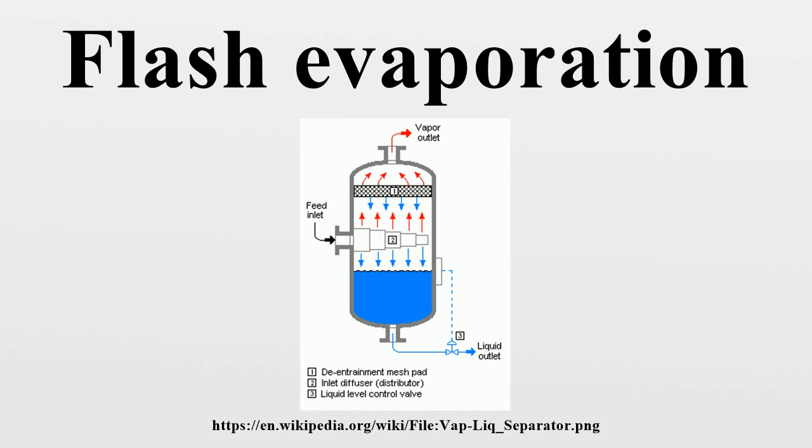A large part of the world's installed desalination capacity uses multistage flash distillation. Typically, such plants have 24 or more sequential stages of flash evaporation.